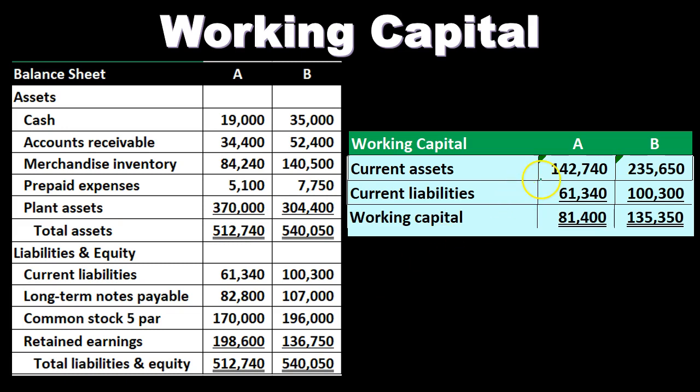And that's going to be our working capital. We'll take the 142,740 minus the 61,380, 81,000, and for B, the 235,650 minus the 103, and that gives us the 135. Now, of course, B looks better here because the assets, the current assets are greater than the current liabilities by a greater dollar amount. But it's difficult for us to compare company to company with these numbers with straight dollar amounts. So typically, this working capital calculation, although useful, often isn't enough. We're going to need ratio analysis to do better comparisons. We need ratios to do so.